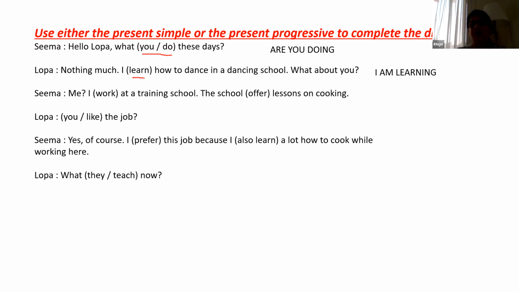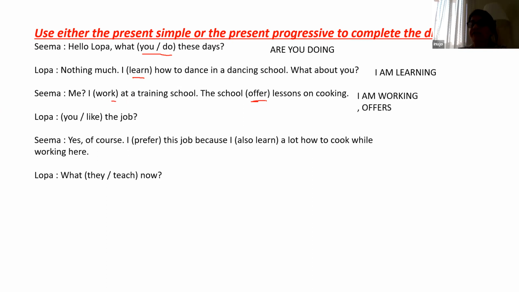I'm learning how to dance in a dancing school. What about you? Then Seema says, me. I work is the verb. And here, the school offers. This is again your verb. Your answer will be, I am working at a training school.